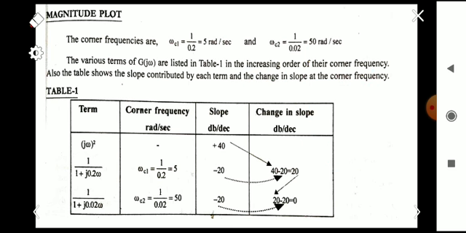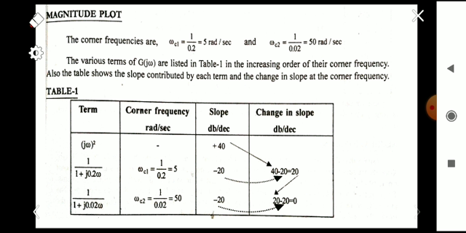For finding the corner frequency, we have to find the reciprocal of the coefficient of j omega. The corner frequencies will be there only for the first order terms here. The coefficient of j omega in the first term is 0.2, so the reciprocal, 1 by 0.2, is 5, and the other one is 1 by 0.02, that is 50.